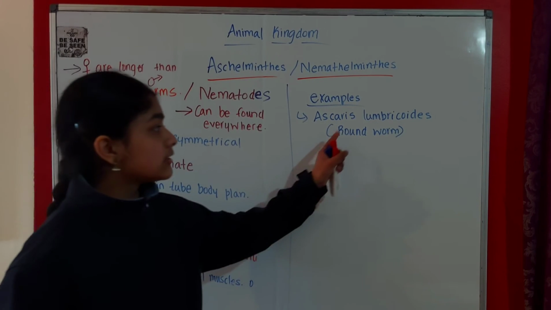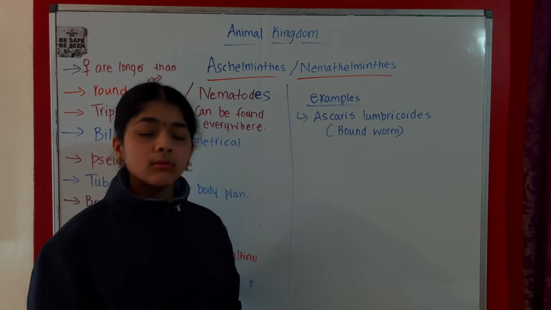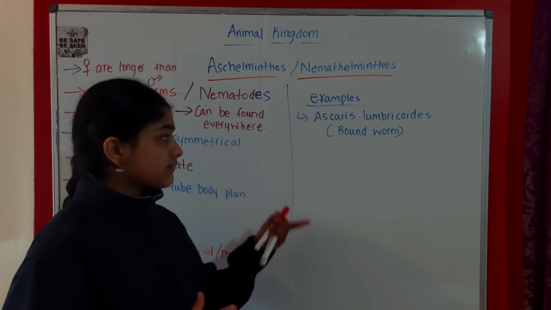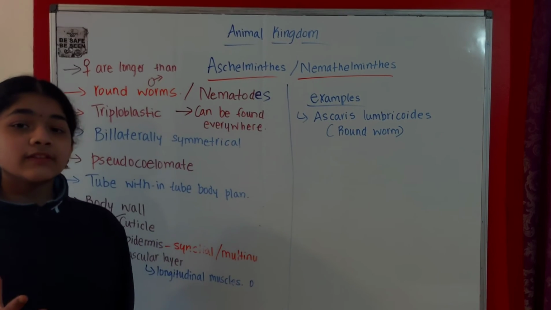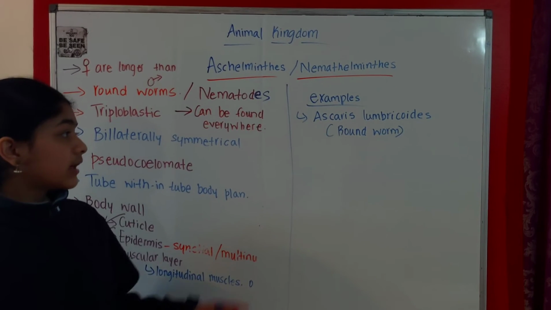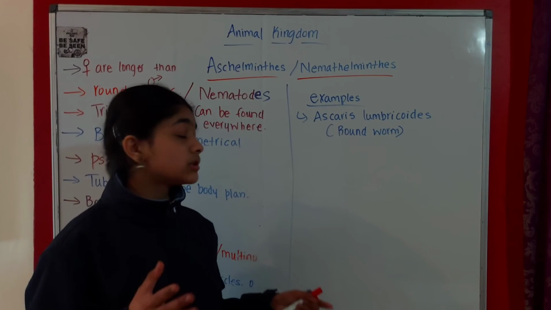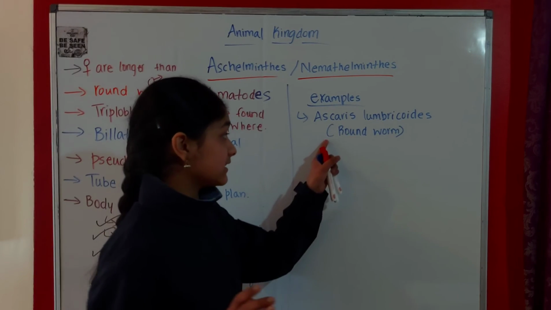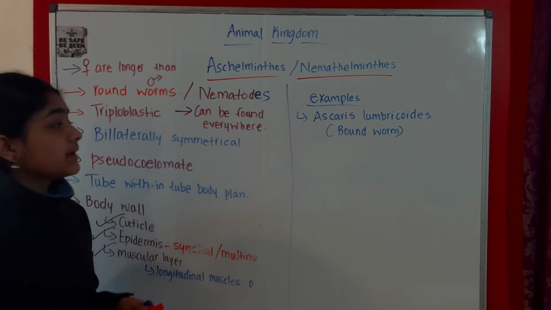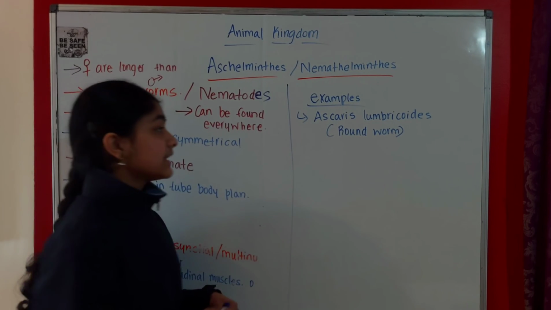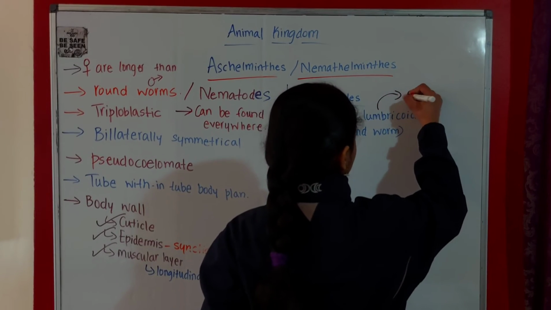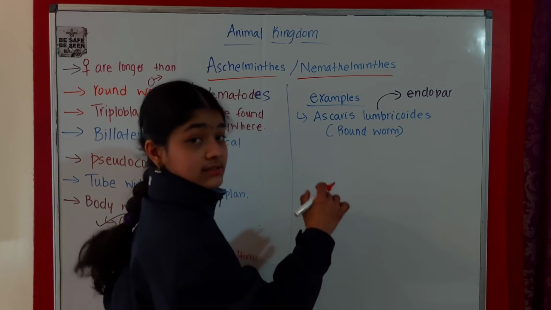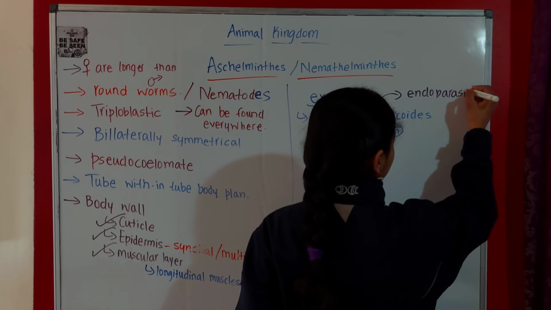So Ascaris lumbricoides is the common intestinal worm or the common roundworm which is present in humans. This is the most common one that we have to memorize. It is found in the intestines, mostly in children, and the disease which Ascaris lumbricoides causes is called ascariasis. So they can be found everywhere, but Ascaris lumbricoides is an endoparasite. Ascariasis is the disease.